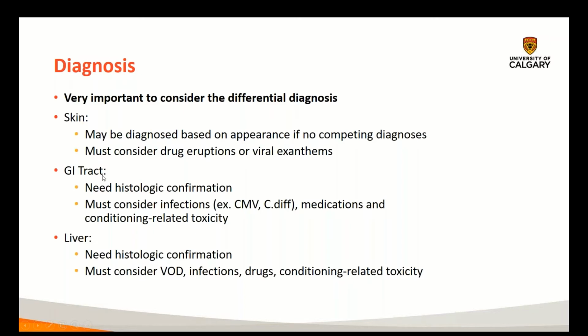With the GI tract and the liver, you really need histologic confirmation here, and that's because infection is quite common, particularly CMV, C. difficile, or other infections of the lower GI tract. Medications and conditioning related toxicity that is persistent can all mimic signs of acute graft versus host disease. And with the liver, there are other important differential diagnoses, veno-occlusive disease, infections, drugs, conditioning-related toxicity as well. And so getting histologic confirmation of graft versus host disease is quite important.